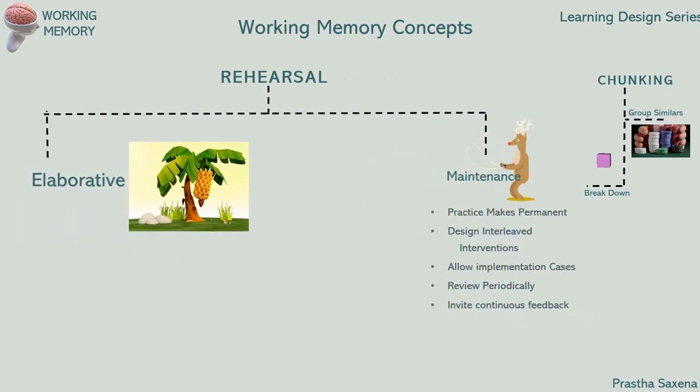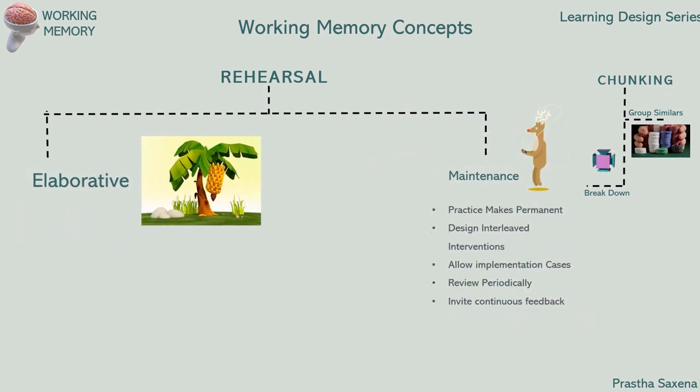The next concept is elaborative rehearsal. We know some things that are already stored in our memory. We make connections of the new information we learn to the existing ones and attach the newer pieces to the existing ones, and this is called elaborative rehearsal.